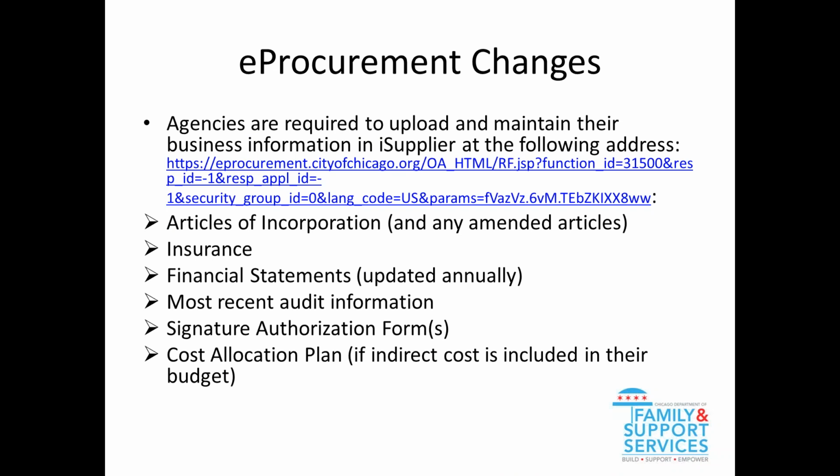This is the e-procurement. These are the documents that need to be uploaded in e-procurement and must stay current. You have to keep these in e-procurement current. All the signature authorization, your cost allocation plan, the audit forms, financial statements, articles of incorporation, everything must be submitted through e-procurement now. We do not keep any of these on file here.